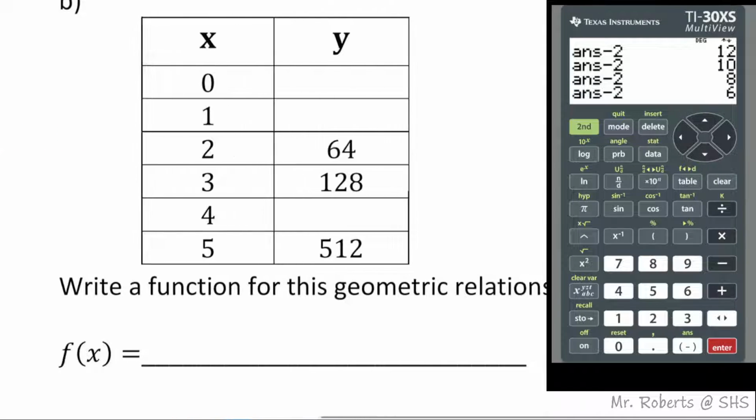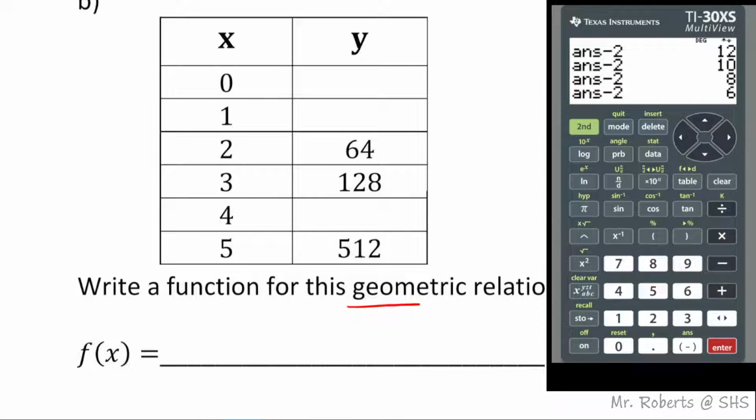This next one says it's a geometric relationship. So now I know that this is growing by multiplying by something. Question is, what am I multiplying by? Well, because I've got two values here, right? I'm multiplying by b, but I don't know what it is.